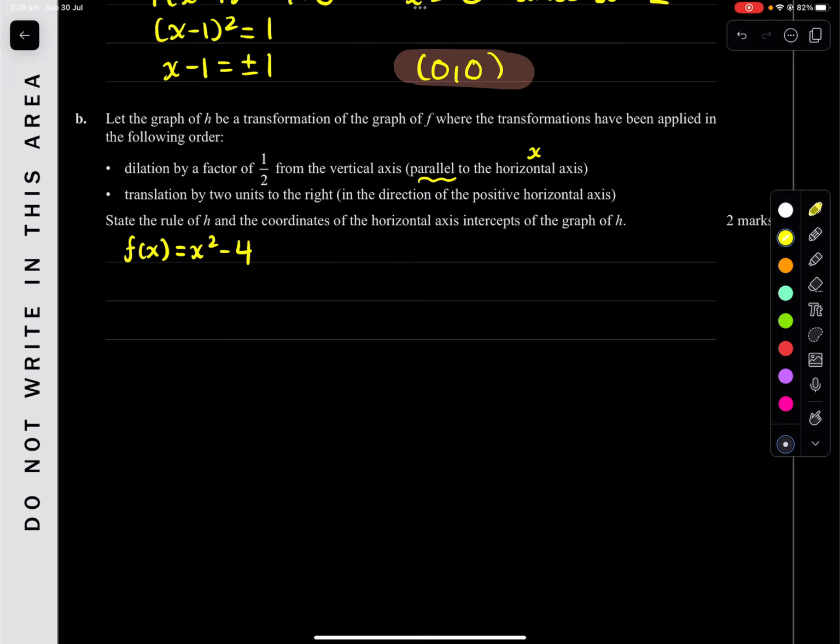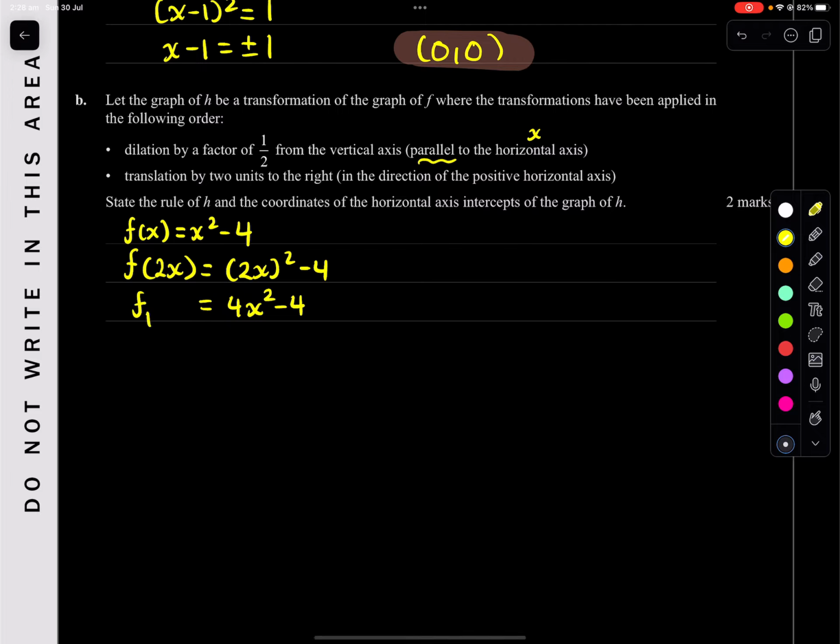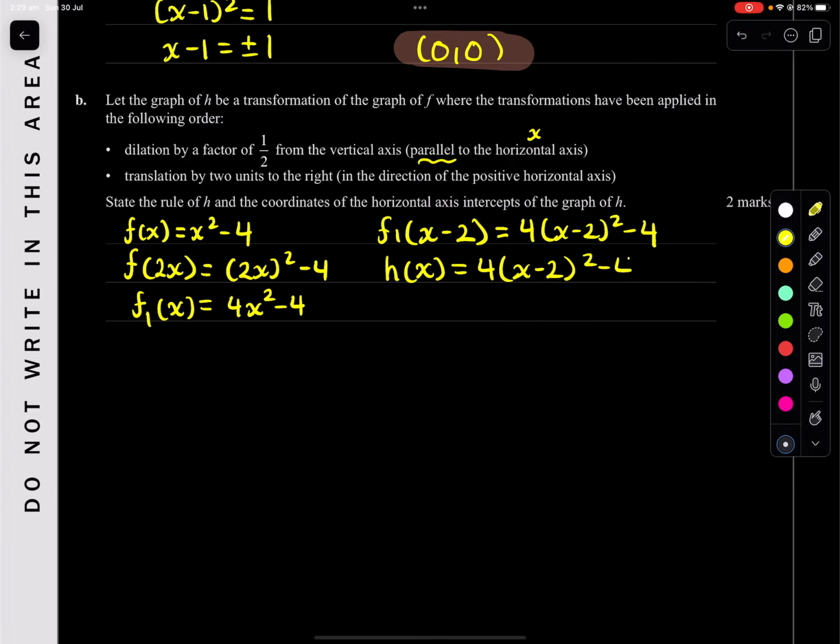So to write that, we would have f of 2x, which will be 2x squared minus 4, which is equal to 4x squared minus 4. Now the next part is a translation by 2 units to the right. So let's call this the new f of x. Now we're going to transform it more. Translating it 2 units to the right, we say x minus 2, which is equal to 4 times x minus 2 squared minus 4. So h of x is actually 4 times x minus 2 squared minus 4, and we state the rule of h and find the coordinates of the horizontal axis intercepts of the graph.